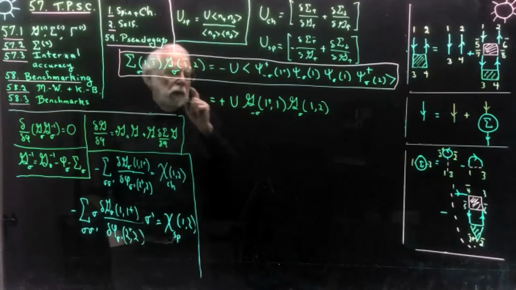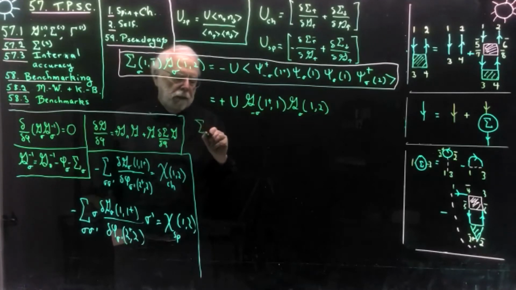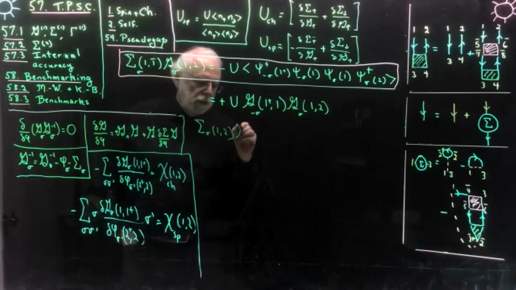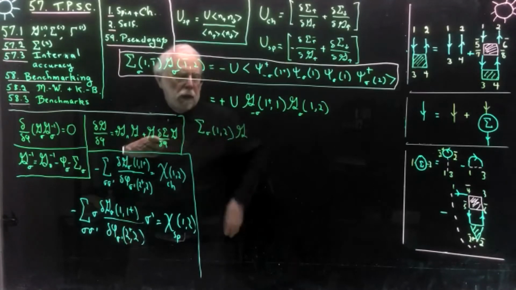But now, what happens if I look at 2 equals 1 plus? So I take sigma of 1, 2, 1, 1 bar.